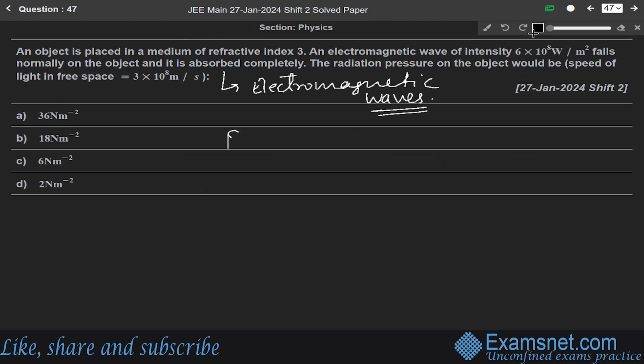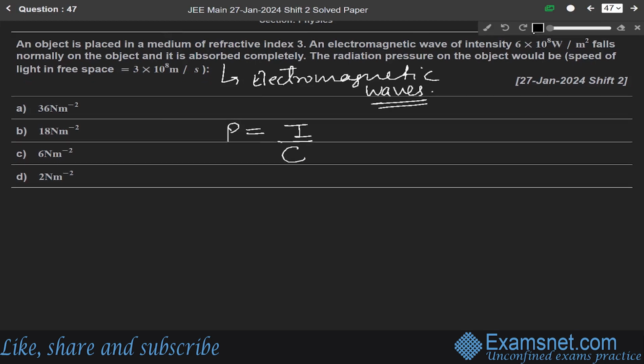So radiation pressure P is equal to I by C, intensity over C, the speed of light. And here we are also given the refractive index, so the speed will be C over mu. So the pressure will be P equals I mu over C, since it is saying that it is absorbed completely.